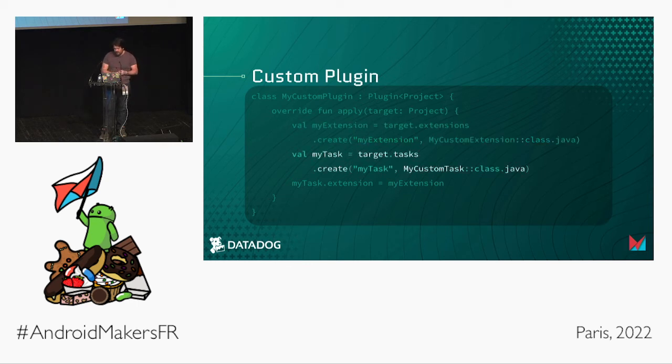Likewise, you can create a task that's going to be implemented by my custom task. The name is going to be my task. And this is like the task that you're going to be able to run either from the command line or from the Gradle side panel. And finally, you can link the extension with the task. So you create a property in the task that says, oh, by the way, I have access to an extension. You link those together so that when the task is actually being called, it can read the value from the extension.